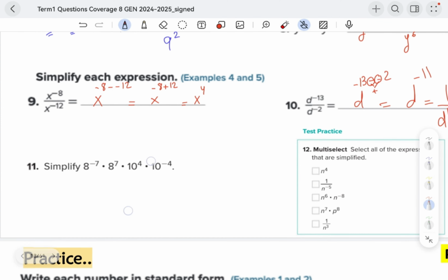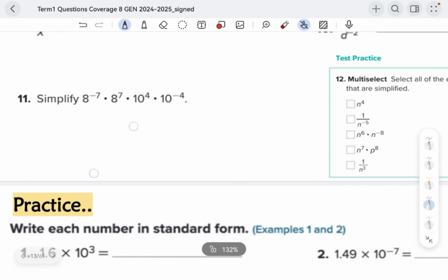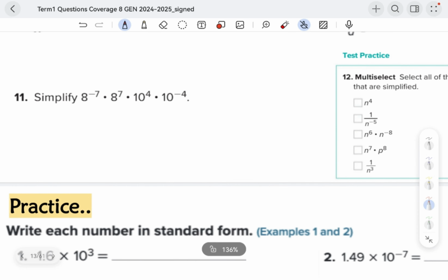Okay. Now let's go to question number 11. Here let's start with the similar bases. 8 with 8, negative 7 plus 7, this is equal to 0. So 8 raised to the power 0 is 1, not 0. This is equal to 1.